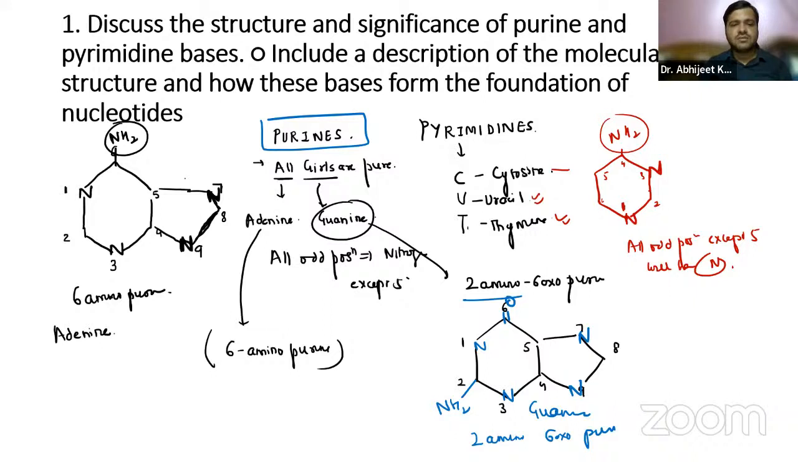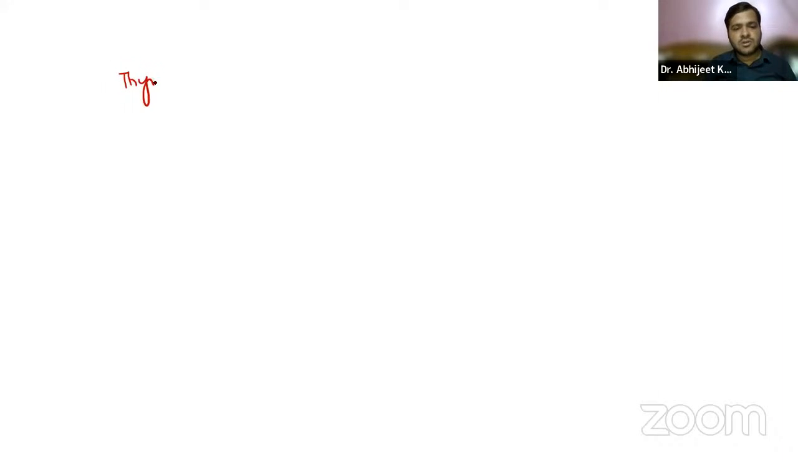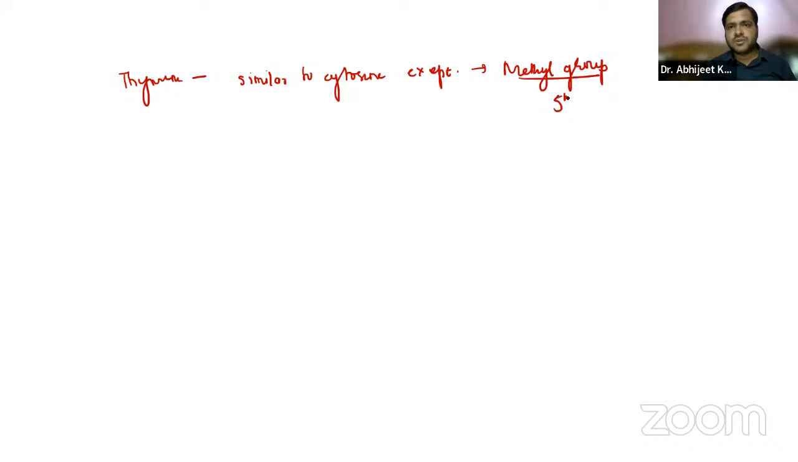We have just drawn the structures over here. The amino group is present at the fourth position in cytosine. Now, if you want to remember thymine also, let me draw thymine. It is similar to cytosine, except it has a methyl group at, remember, the fifth position.